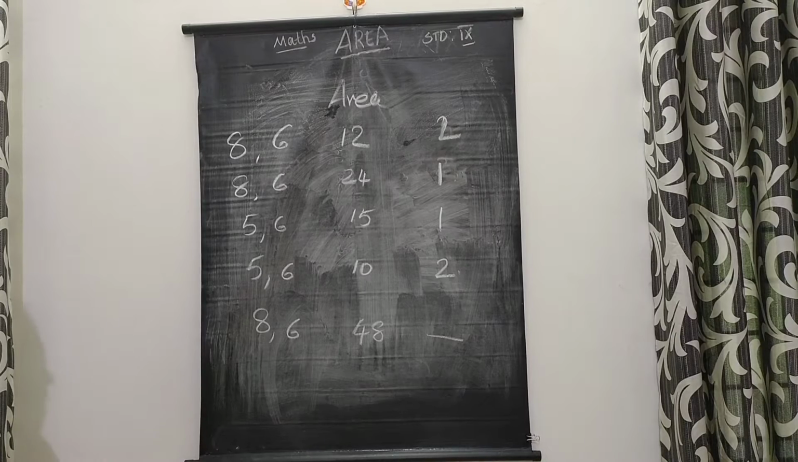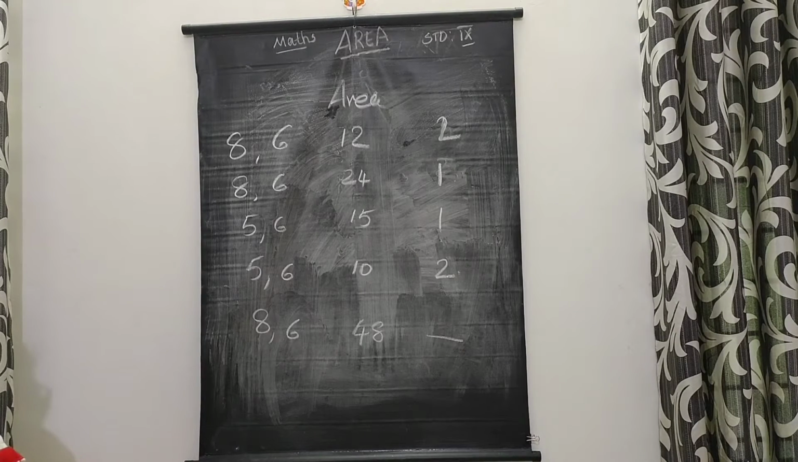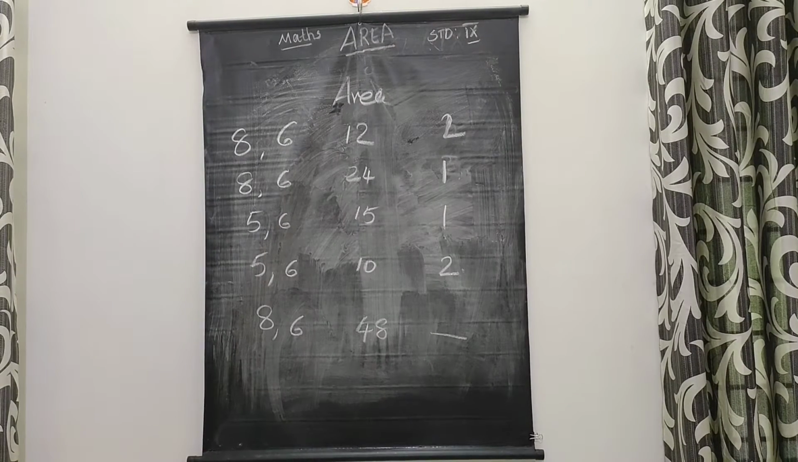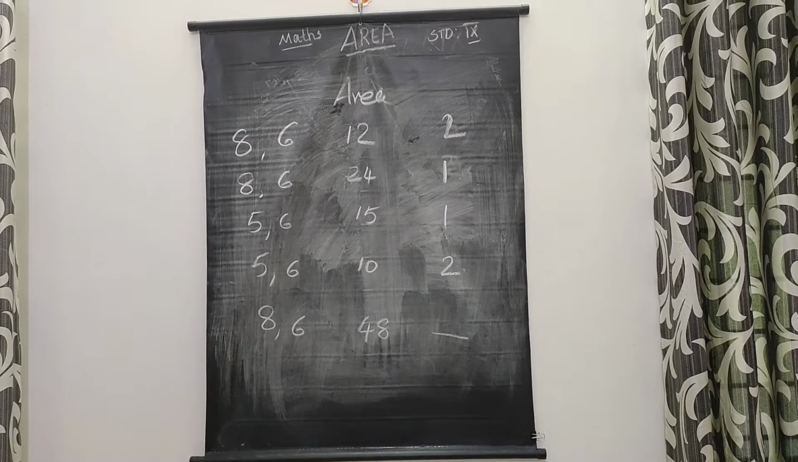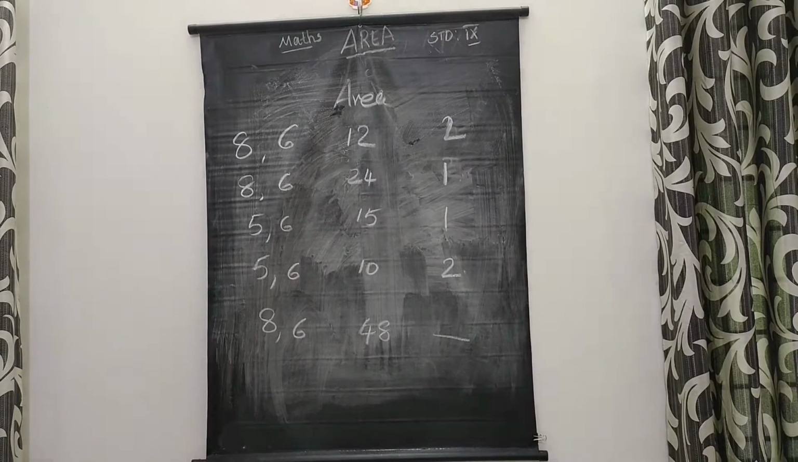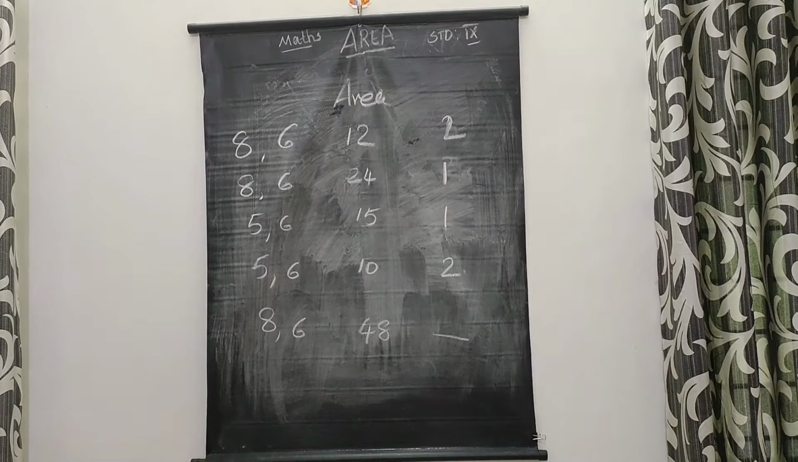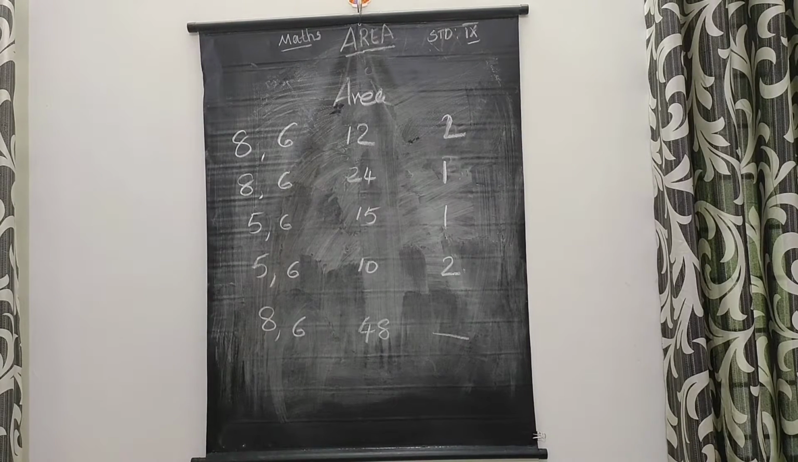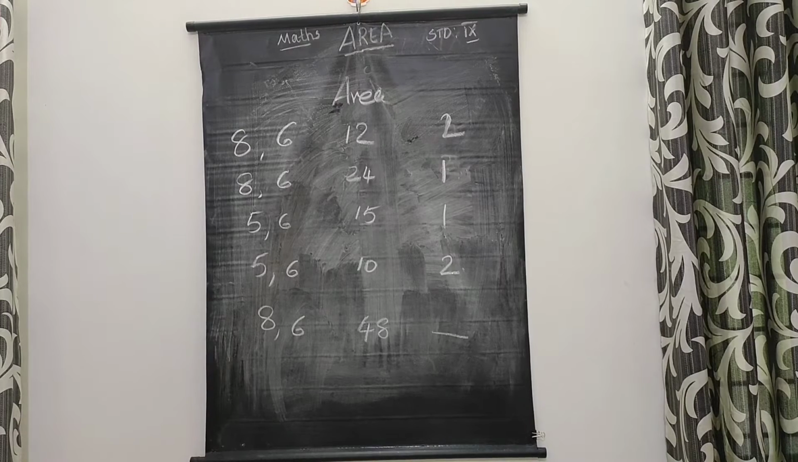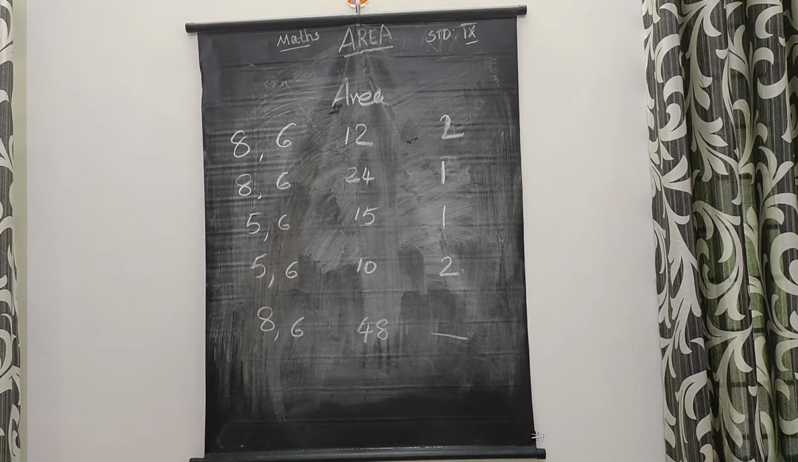So what is the conclusion of this table? Can anybody say what it is? See the second and third one. The sides are 8 and 6, area 24. 24 is half of the product of the sides, isn't it? The product 8 into 6 is 48, and half of 48 is 24. Then we can draw only one triangle. You can see that the triangle is a right triangle also.